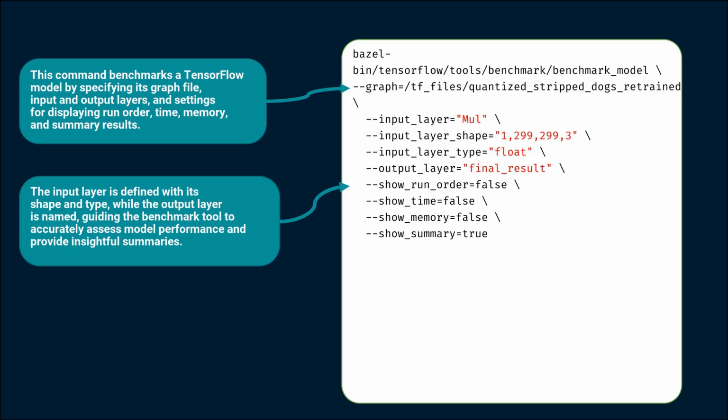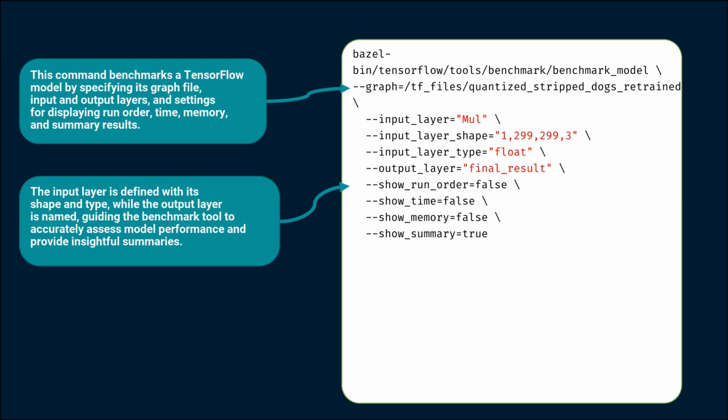We also define the input layer with the input layer option, specifying mul as the name of the operation representing the input tensor in our model. Furthermore, the input layer shape option is set to 1,299,299,3, indicating that our model expects an input size of 299 by 299 pixels with 3 color channels, which aligns with the input requirements for image classification tasks using Mobilenets.